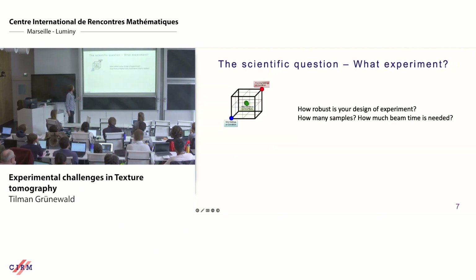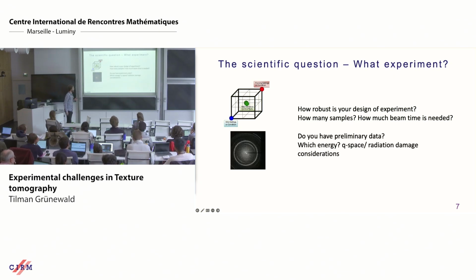Again, how robust is your design of experiments? How many parameters do you have that you want to vary? How many samples do you have? And is it realistic to do that in a couple of days of synchrotron beam time? I mean, it's unreasonable to ask for 5 weeks of beam time just because your design of experiment is humongous. This is just something to consider before you actually think about it.